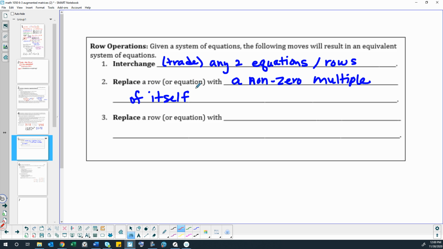And we can replace a row or an equation with itself added to another row plus a multiple of another row.